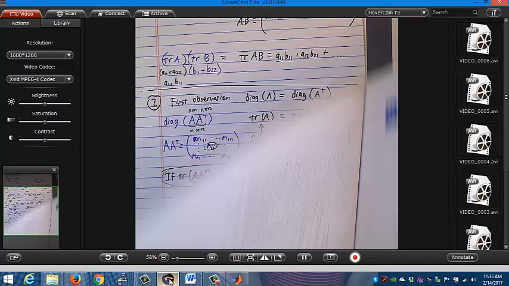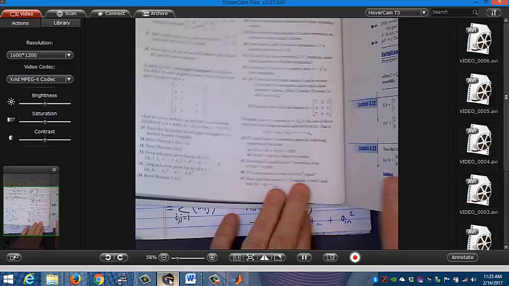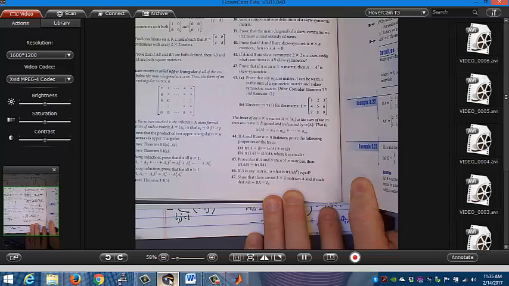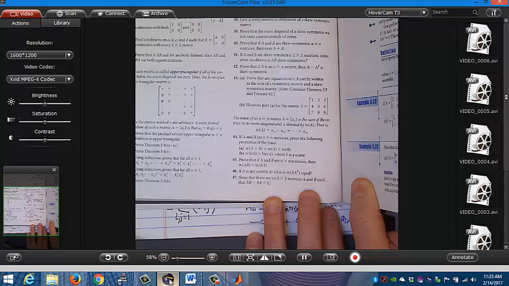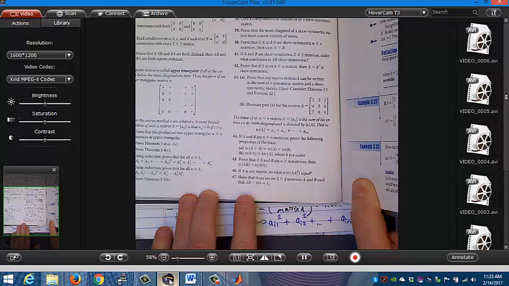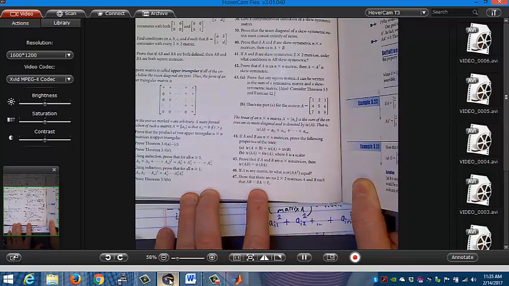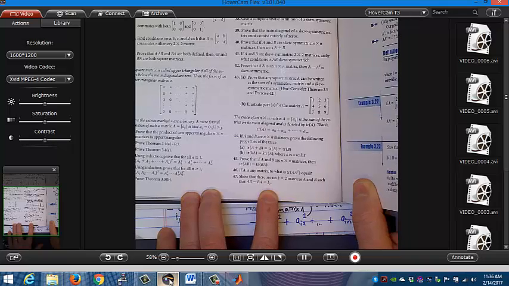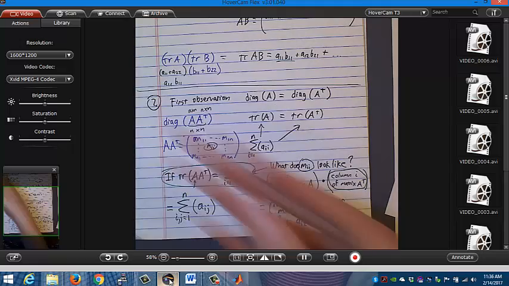Here it is. 47. Show that there are no 2 by 2 matrices A and B such that AB minus BA is equal to I2. How the heck do you show that? And the hint was use the trace. So, here I go.